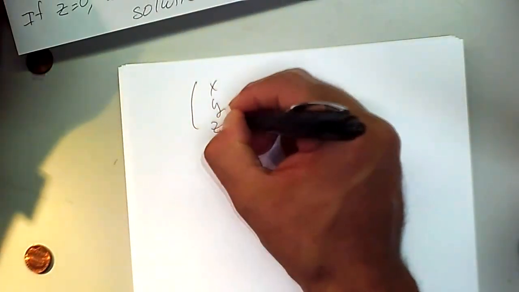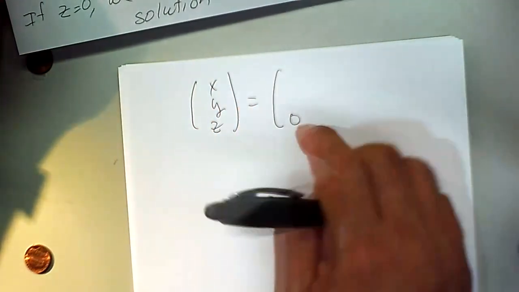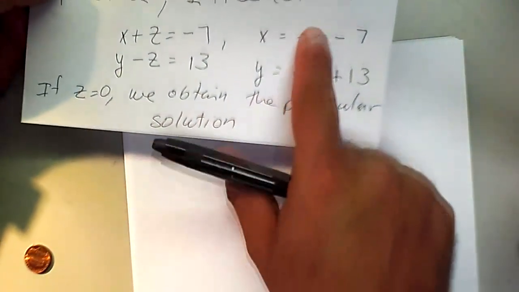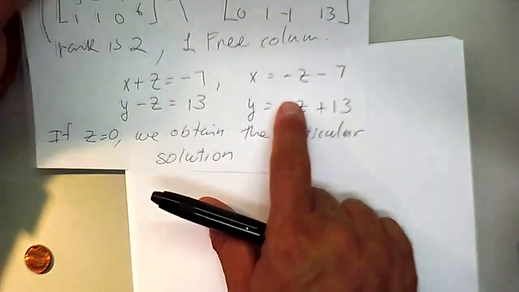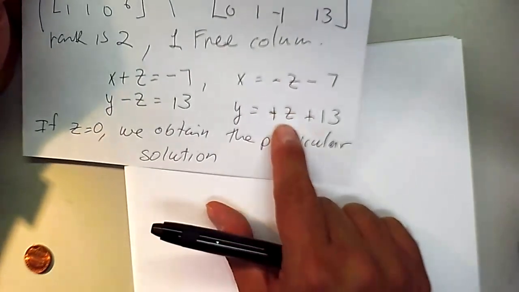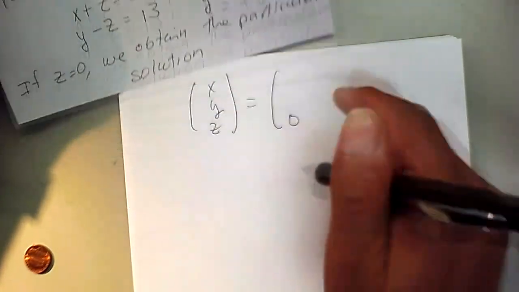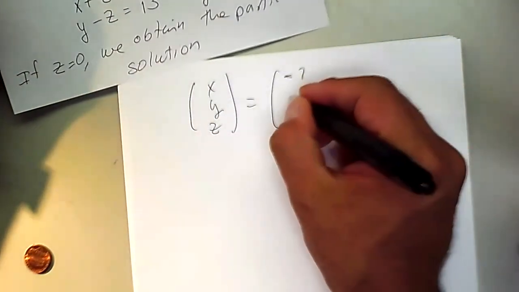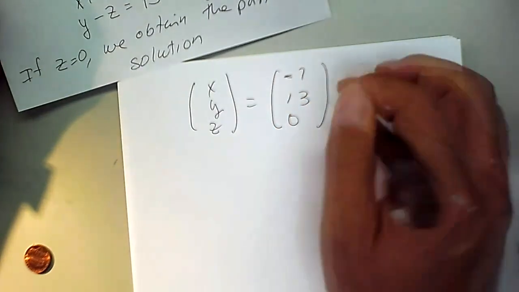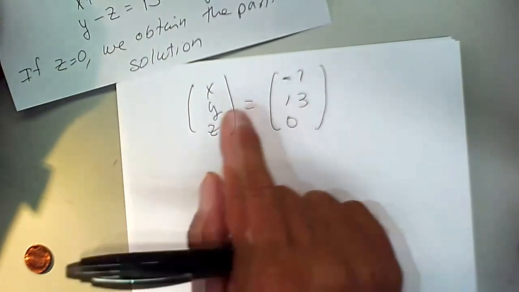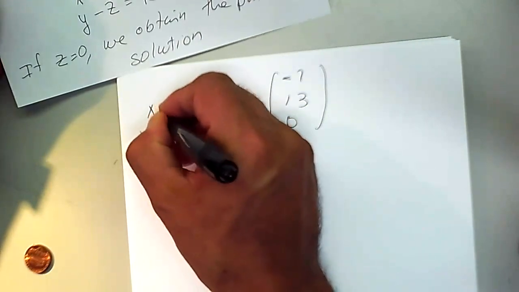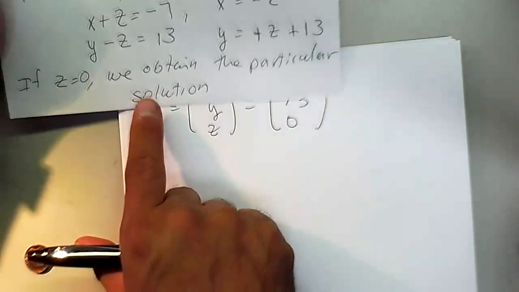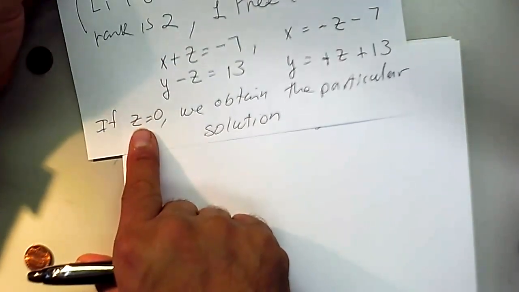x, y, z equals, well, 0 for this z, if z is equal to 0. So we pick a super easy number to drop in there. It is going to be 0. So x will be -7, and y will be +13. Okay, so this is one solution. Oftentimes we label this as XP, particular solution, a super easy particular solution. Why easy? Because we picked z to be 0.